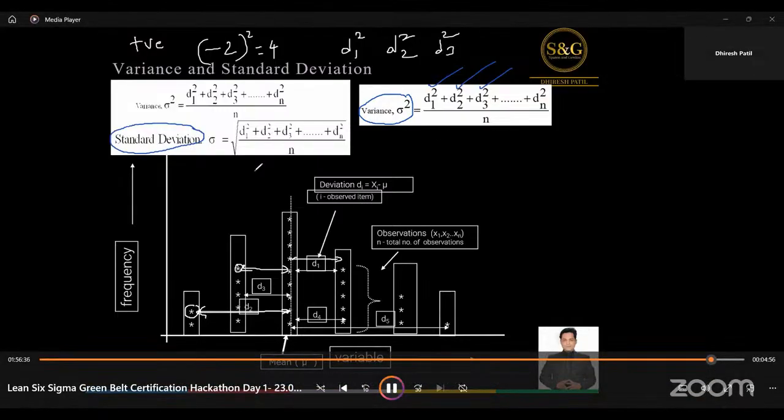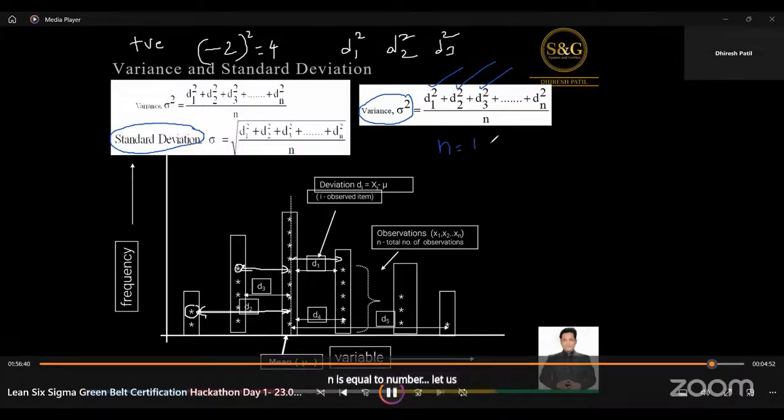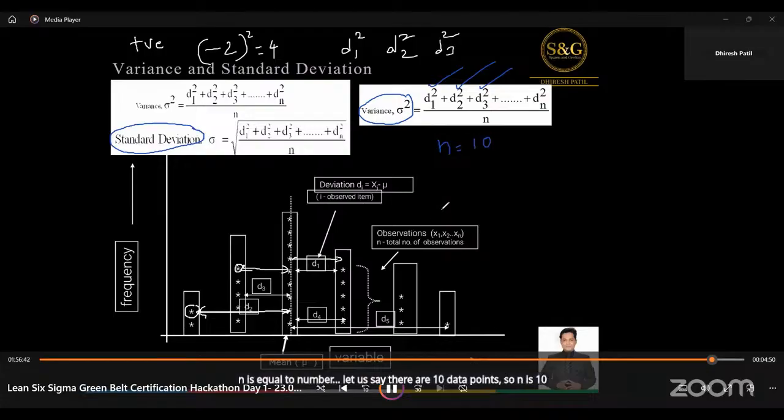N is equal to number of data points. Let's say there are 10 data points, so N is 10. Everybody is clear? Just give me yes in the chat box. So, more the standard deviation, more is the spread.